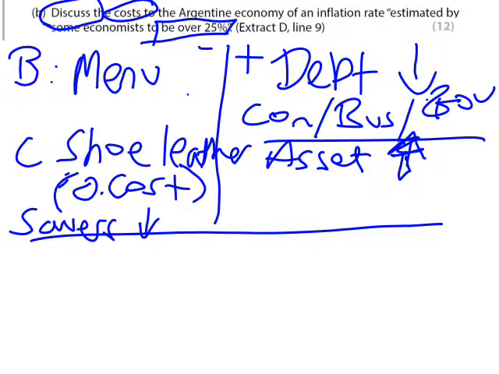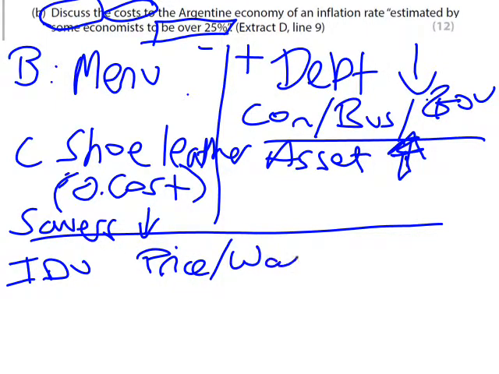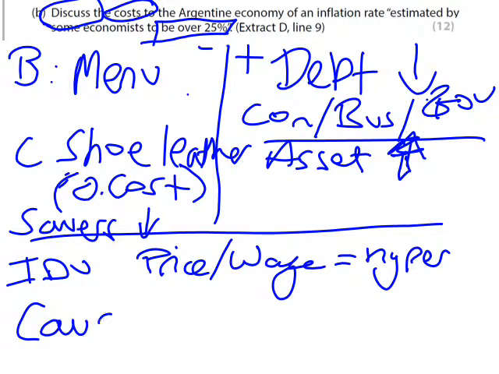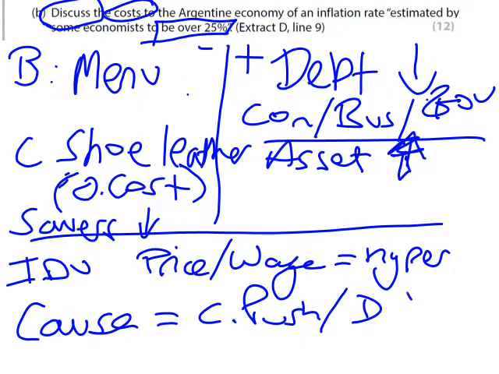In terms of the evaluation, it depends upon if it leads to a price wage spiral, which leads to hyperinflation, and that might get out of control and basically crash the whole economy. You could look at the causes of it. So is it cost push or demand pull? And why is one more significant than the other?